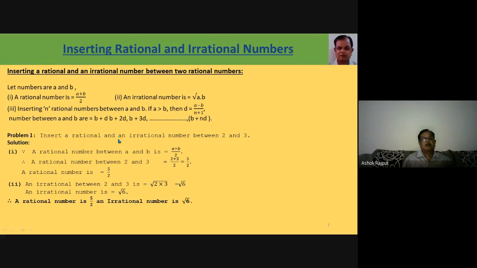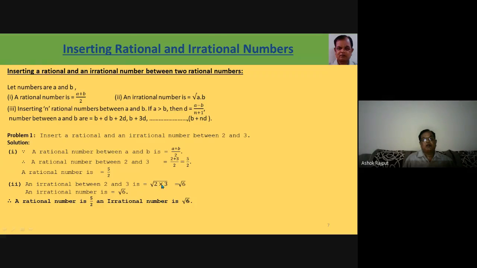Insert a rational and an irrational number between 2 and 3. First of all, since a rational number between a and b is (a plus b) by 2, this formula we have explained already, so we will use this one. First we add 2 and 3 and divide by 2. 2 plus 3 equals 5, divided by 2, it is 5 by 2. Therefore, a rational number between 2 and 3 is 5 by 2, which is greater than 2 and smaller than 3.